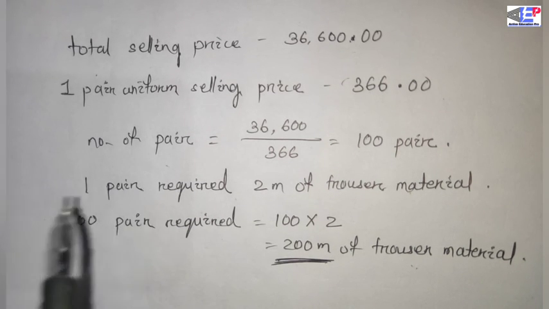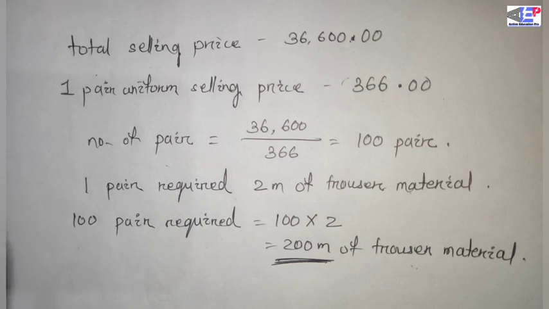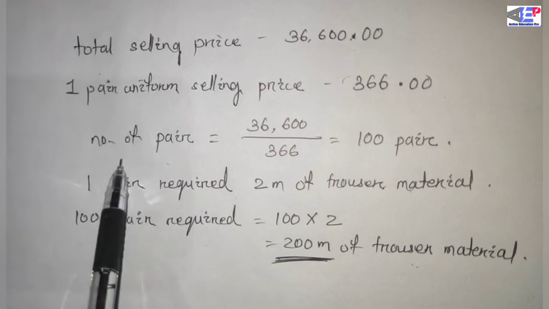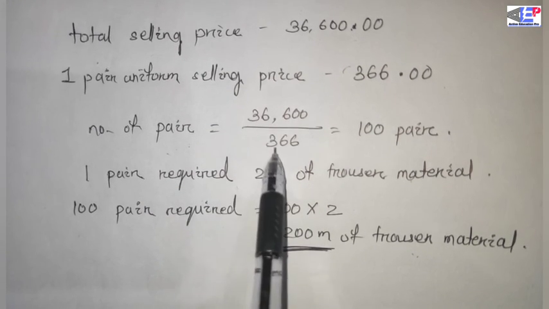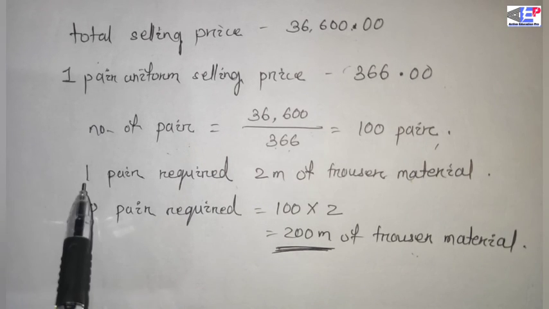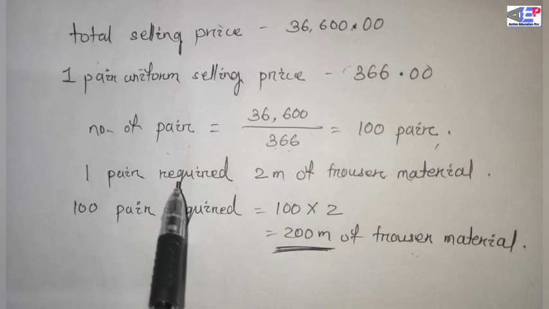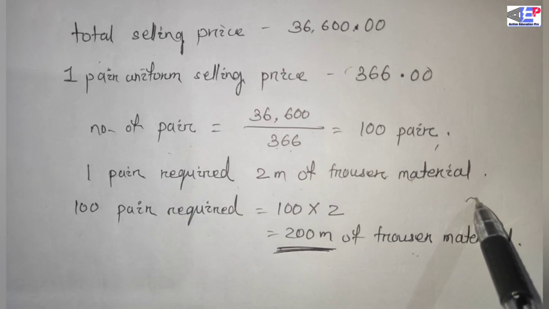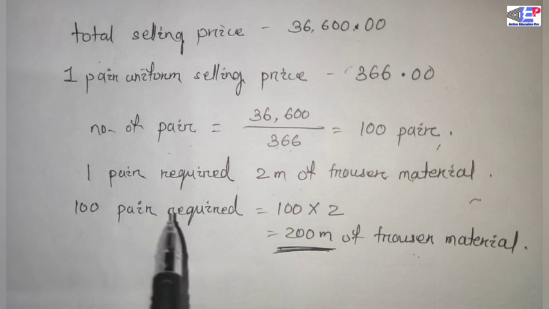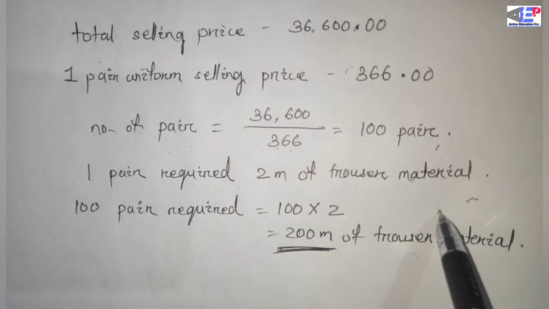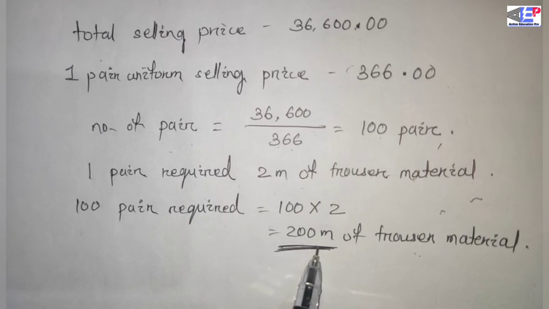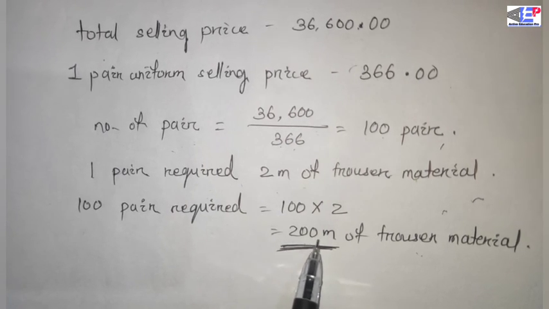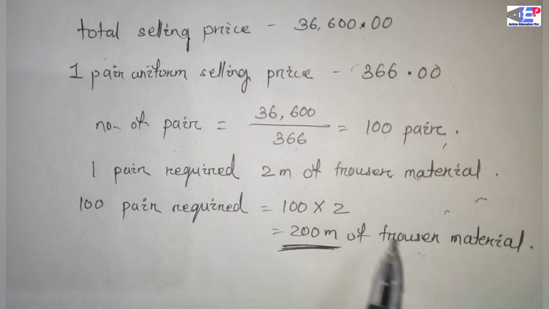So first we have to calculate the number of pairs. First calculate the selling amount for one pair of school uniform, then calculate the number of pairs he sells. So 36,600 by 366 is 100 pairs. We know one pair of uniform requires 2 meters of trouser material. One pair of school uniform requires 3 meters of shirt material and 2 meters of trouser material, and 100 pairs require 100 into 2, which is 200 meters of trouser material. This is your answer, the total meters of trouser material Hassan buys.